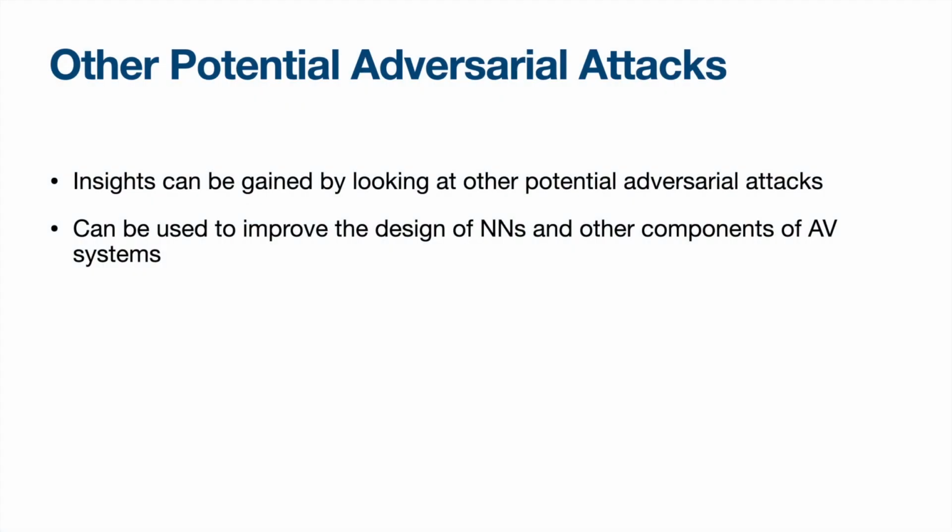Lastly, future works. By looking at other potential adversarial attacks, we can gain insights into the characteristics and properties of other forms of adversarial inputs and the limitations of existing defensive mechanisms. This information can be used to improve the design of neural networks and other components of autonomous vehicle systems, to develop more effective detection and defense mechanisms, and to identify areas for future research.